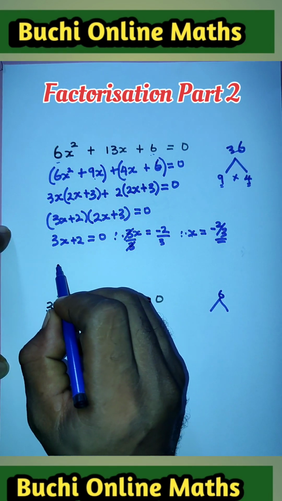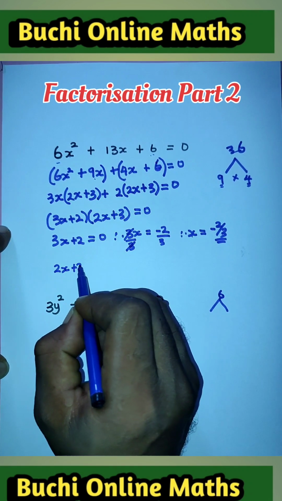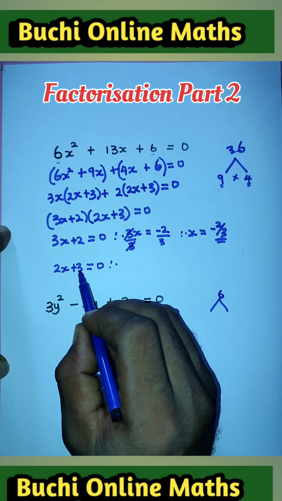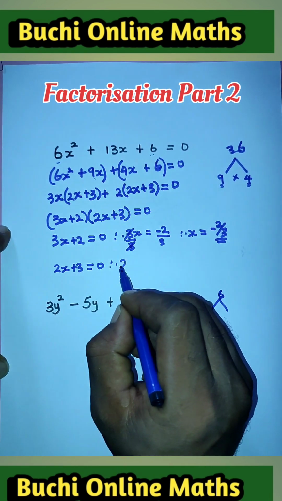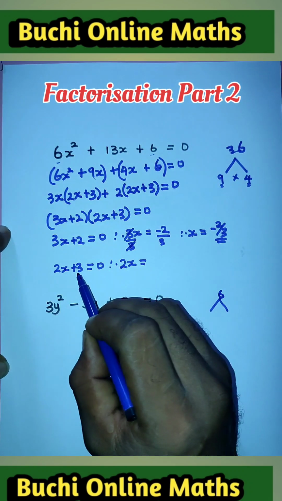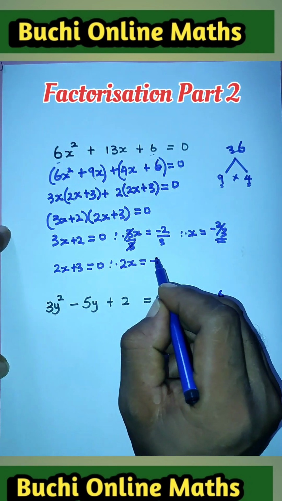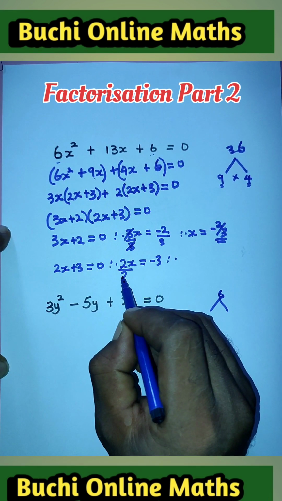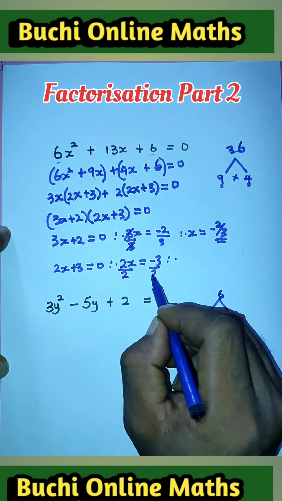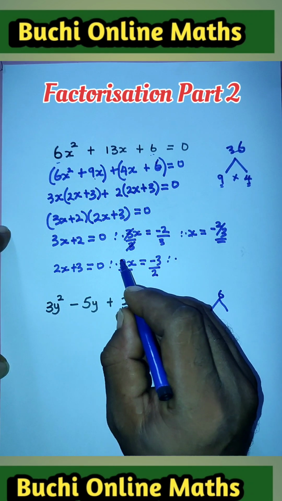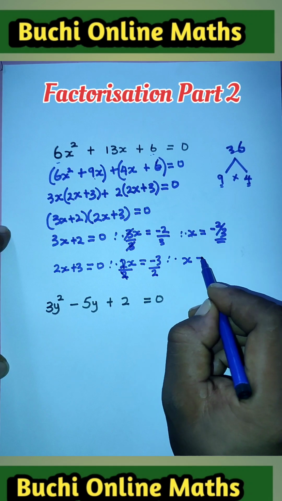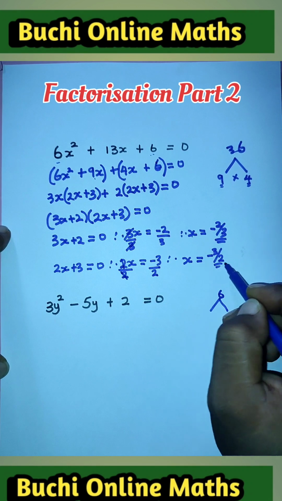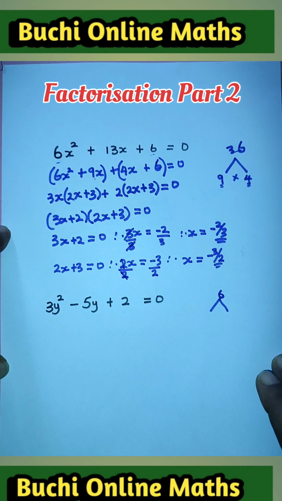Considering the second bracket, we have 2x plus 3 equals 0. Therefore, let's move plus 3 to the right-hand side. We have 2x equals minus 3, remember the sign will change from positive to negative. And to get the value of x here, we divide both sides by the coefficient of x. So we divide 2 by 2, we have x equals minus 3 over 2. So this is the second value of x.